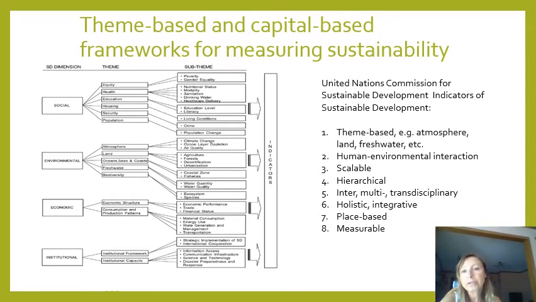The UN Commission for Sustainable Development suggests that the indicators for sustainable development should be theme-based, so they're focusing on aspects of the atmosphere and climate and land and fresh water, and they should be focusing on human-environmental interactions. They should be scalable, hierarchical, inter-, multi-, and transdisciplinary. They should be holistic, integrative, place-based, and measurable. So you can clearly see how the concept of the landscape is extremely useful for all these 8 aspects of our conceptual framework of sustainability.